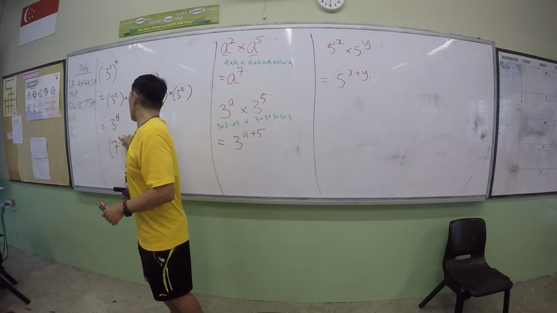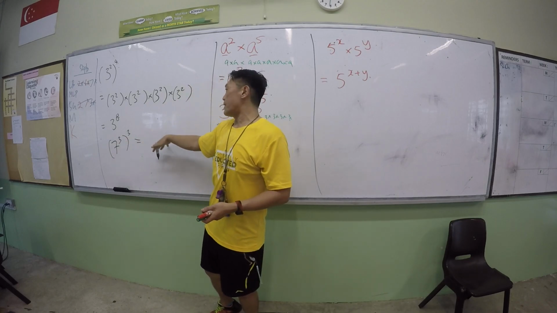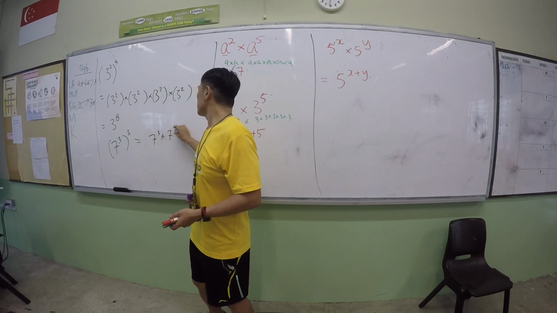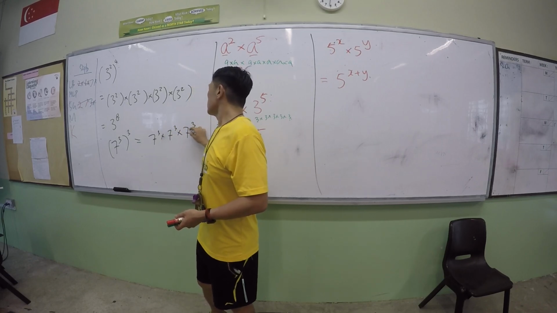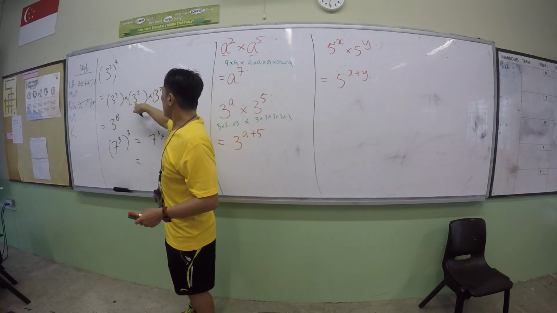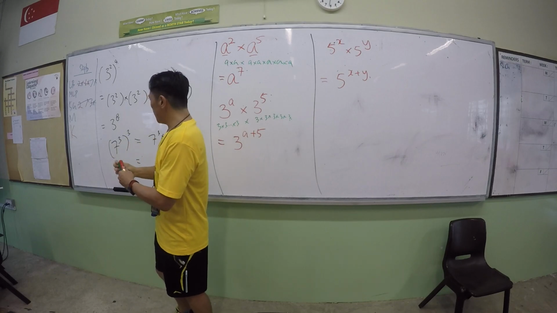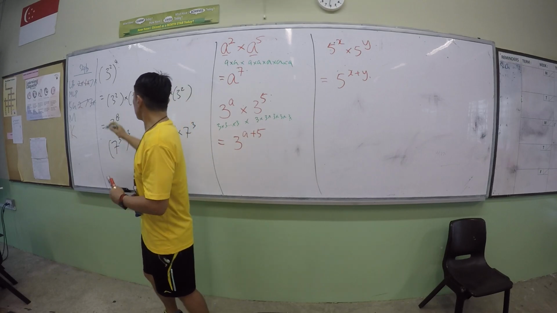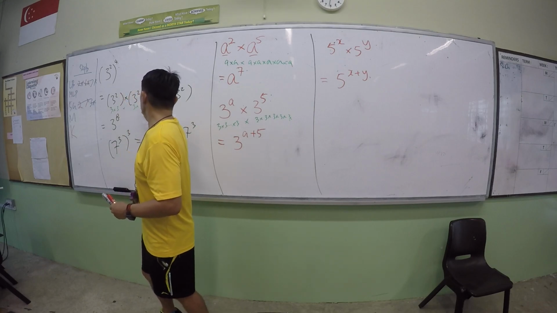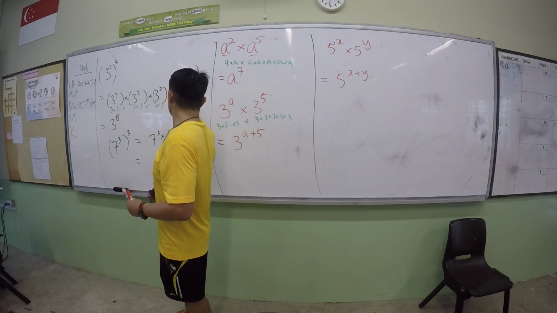7 cubed to the power of 3. Similarly, it will be 7 cubed multiplied by itself 3 times. 3 square times 3 square times 3 square times 3 square. Again, it is back to your basic. 3 square is 3 times 3, 3 times 3, 3 times 3, 3 times 3.